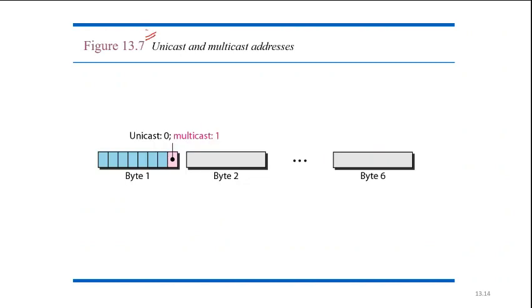There is a concept of unicast and multicast. What is the meaning of unicast? If one is the sender and another one is the receiver, and the data is transferred only from one station to another station, it is unicast. Multicast means there is a sender, but the receivers are more than one. If more than one receiver is there, it is called multicast.